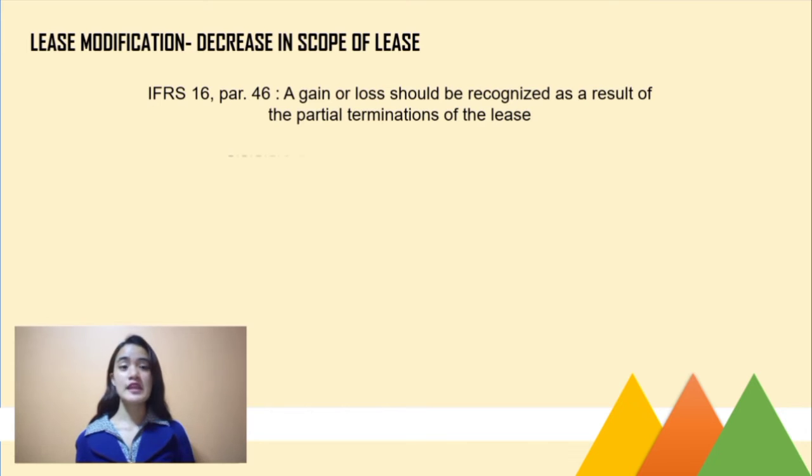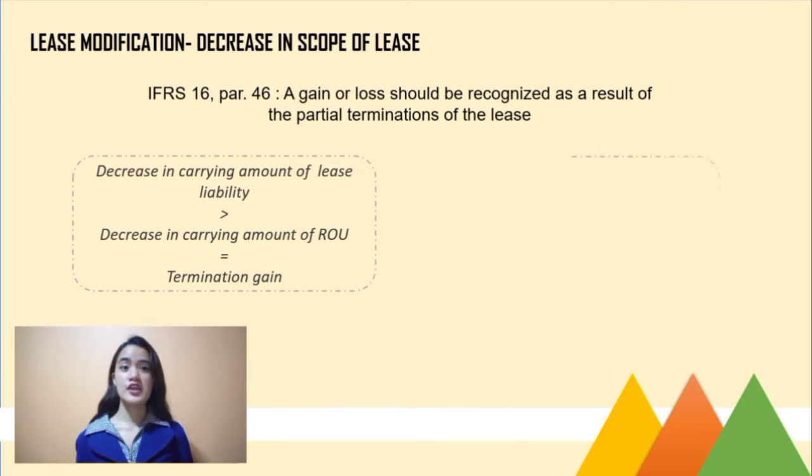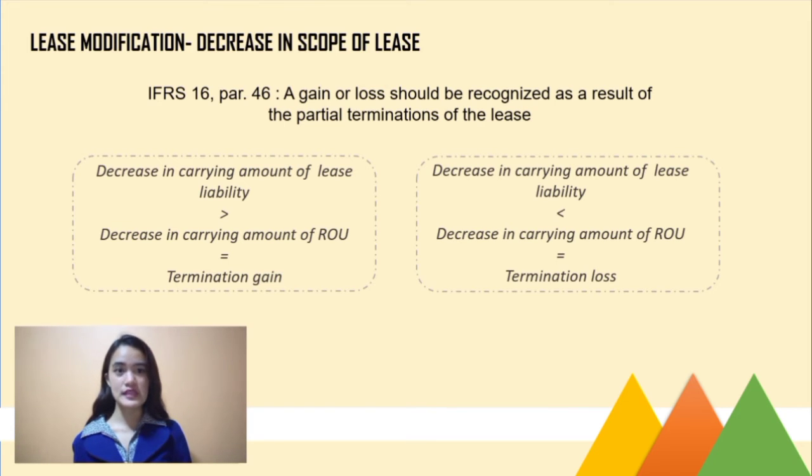Sinasabi na termination gain ay i-record natin kapag yung decrease in the carrying amount ng lease liability ay mas mataas sa decrease ng carrying amount ng ROU natin. Kung kabaliktaran naman ang nangyari, ibig sabihin ay yung decrease in the carrying amount of the lease liability is less than the decrease of the amount of ROU natin, we will record it as termination loss. Bakit? Kasi mas malaki yung nawala sa atin, yung right of use asset, kumpara doon sa nawalang obligations na kailangan bayaran ni lessee kay lessor.